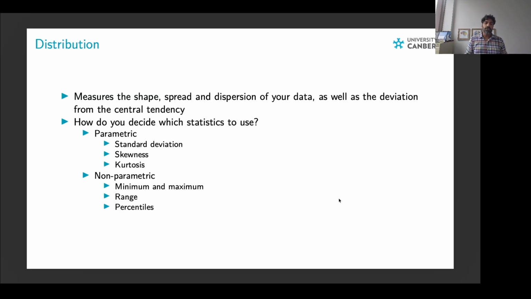The distribution of data is key, and that's where plotting comes in, but we also have measures of distribution that we can use. These measure the shape, the spread and dispersion of your data, as well as the deviation from the central tendency. So how do you decide which statistics to use? Again, it comes back to whether your data is parametric or non-parametric. For parametric data, you use standard deviation, skewness, and kurtosis. For non-parametric data, you can use minimum, maximum values, range, and percentiles. All of this gives you a sense of the distribution of your data.